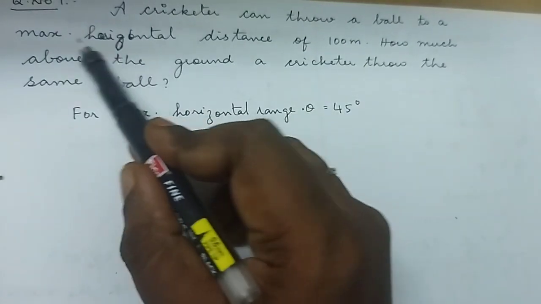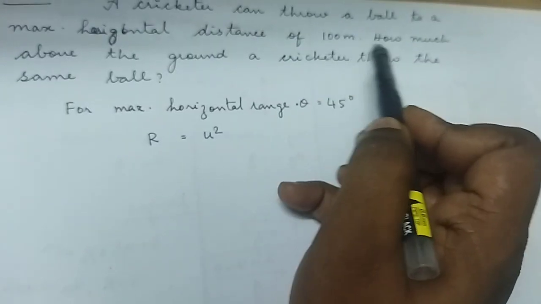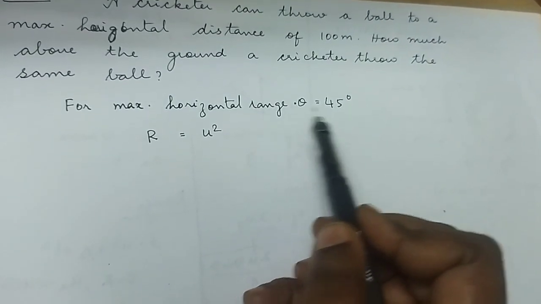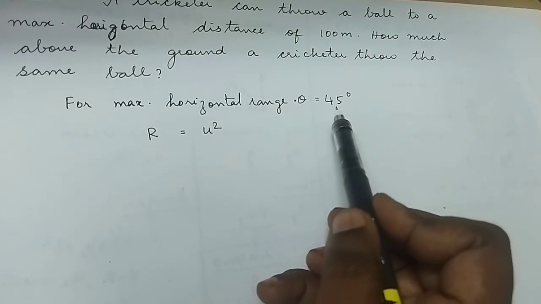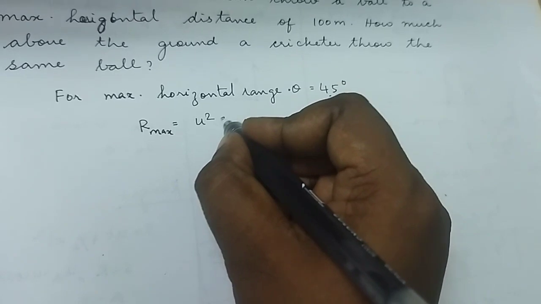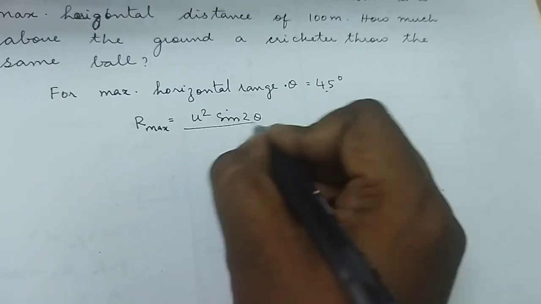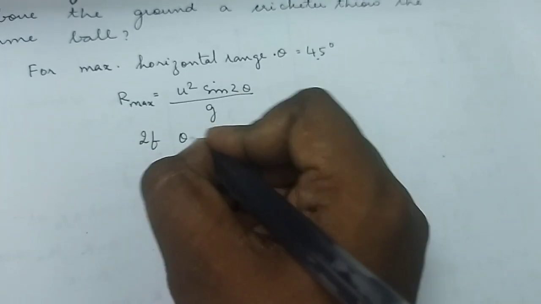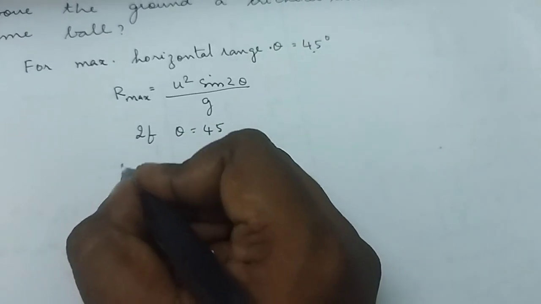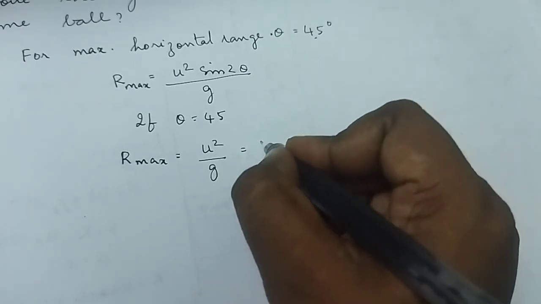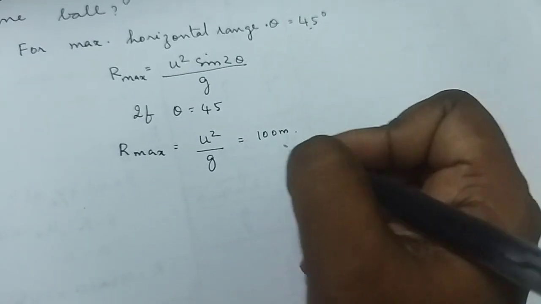Now let us see a problem. A cricketer can throw a ball to a maximum horizontal distance of 100 meter. How much high above the ground can the cricketer throw the same ball? Here the distance travelled by the projectile is given to be 100 meter. For the maximum horizontal range, theta can be considered to be 45 degree. We know the range formula we just derived, u square sin 2 theta divided by g, and if I substitute theta to be 45 then sin 90 is 1. So R max will be u square by g, which is given as 100 meter.